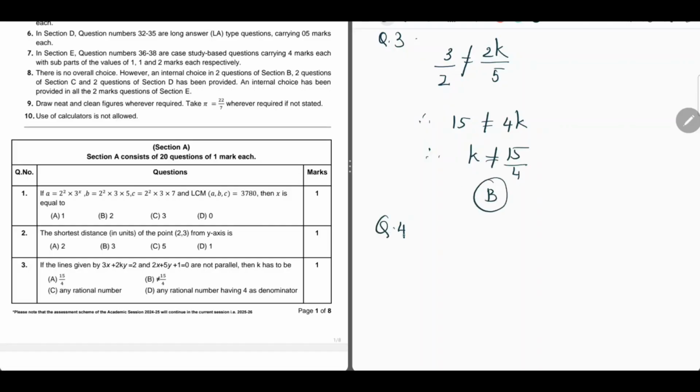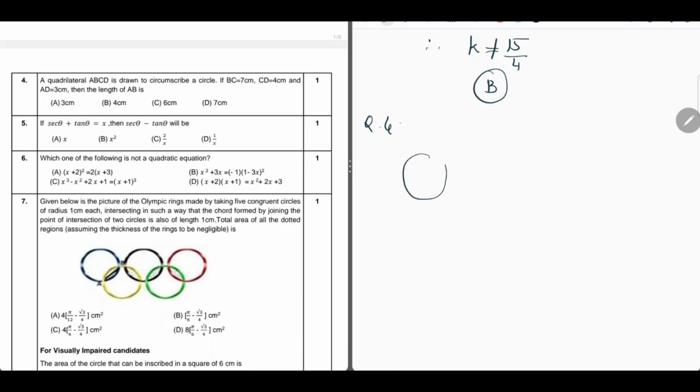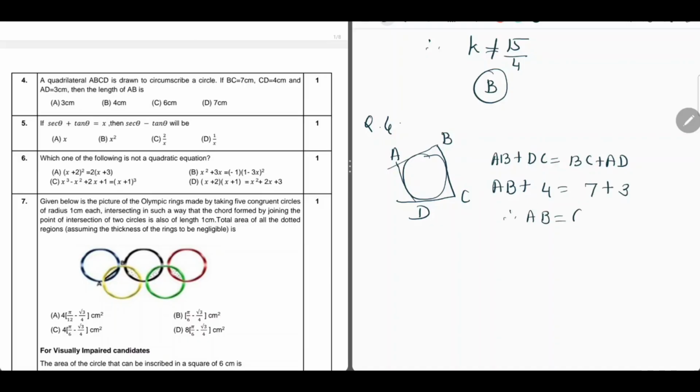Now question number 4. ABCD is circumscribed. By the Pitot theorem or the property of tangents, AB plus DC is equal to BC plus AD. So here we have to find AB. DC is given as 4, BC is given as 7 and AD is given as 3. Therefore AB is equal to 6. So that is option C, 6 centimeter.